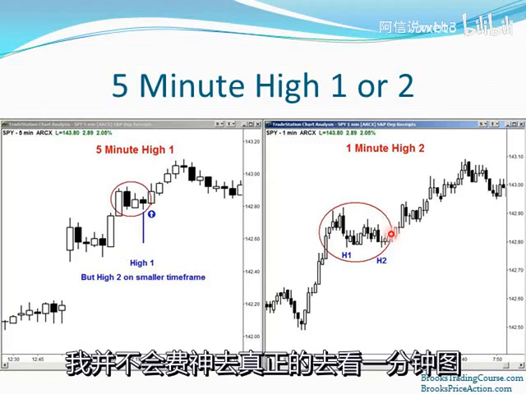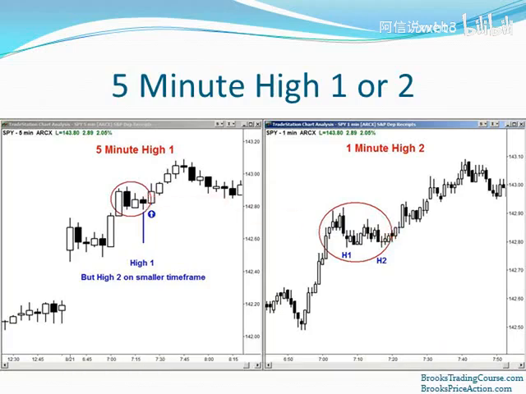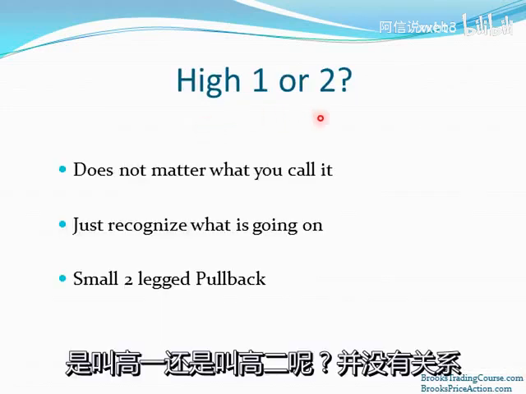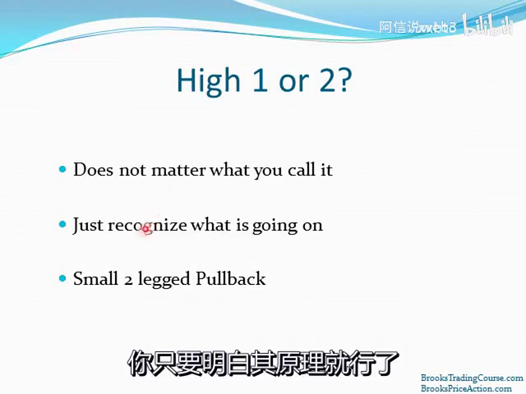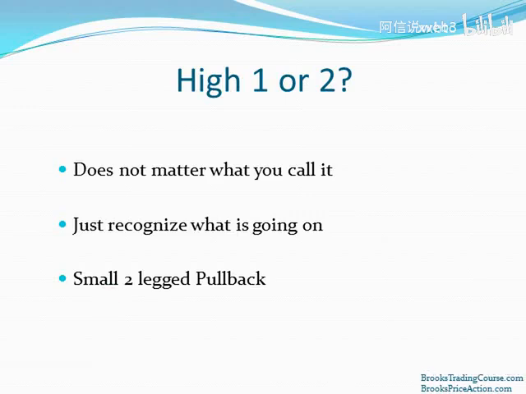I would not bother looking at the 1-minute chart. You can infer it based on the 5-minute chart. High 1 or high 2, it doesn't matter what you call it. You just have to understand what's going on. You're looking for small pullbacks to buy in a bull trend or in a trading range.